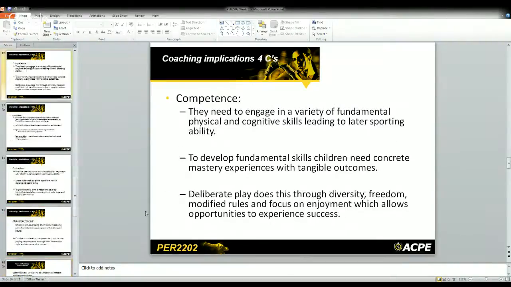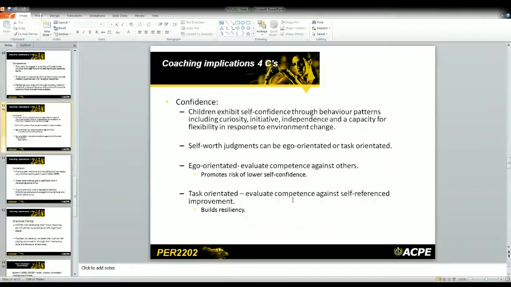The implications: children exhibit self-confidence through behaviour patterns, including curiosity, initiative, independence, and a capacity for flexibility in response to the environment. Okay, their self-worth judgments are ego-orientated and task-orientated, so they feel good about achieving it. So if they can get tasks and they can accomplish that task, they will continue to develop it. If they can't do it at all, they will lose interest very quickly, and then they'll usually have a tanty. It promotes risk of lower self-confidence.